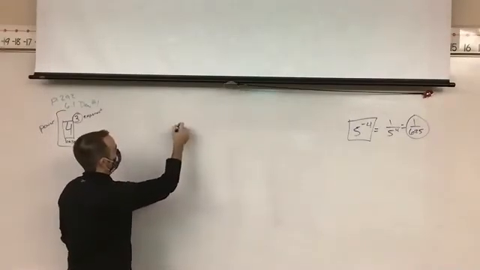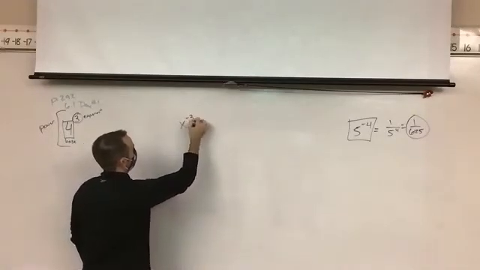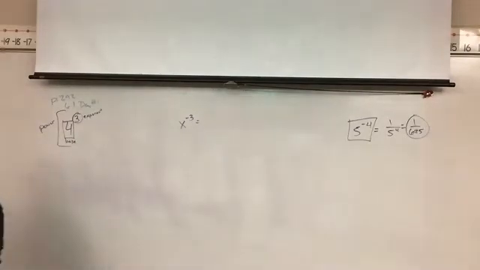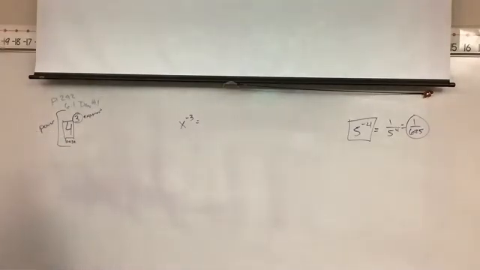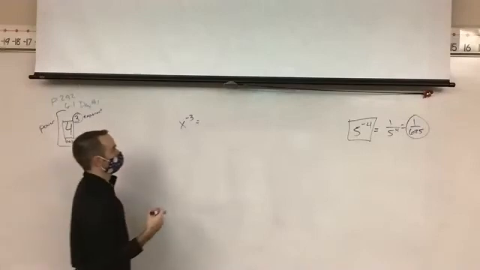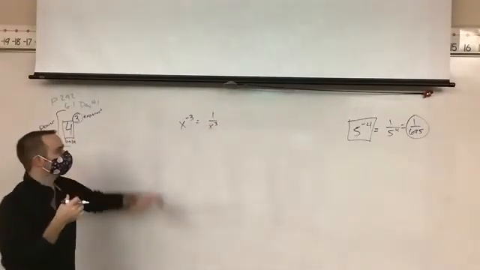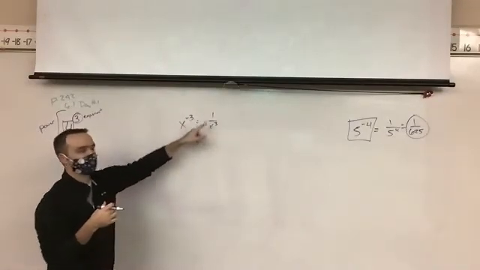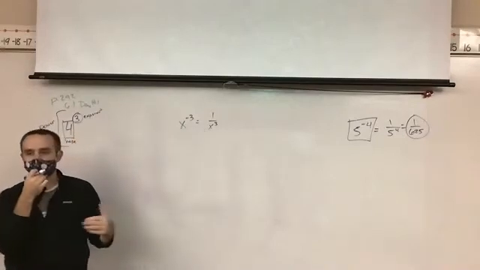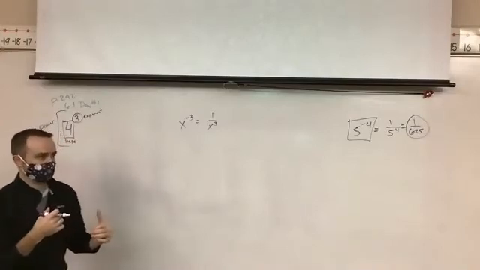So let's say I've got x to the negative third. What am I going to rewrite that as? X to the negative third. What can I rewrite that as? 1 over x to the third. Good, right? Because that's what we talked about. We've got a negative exponent. We're going to move it to the denominator, make it 1 over the positive version of that exponent. Very important that we're doing that.